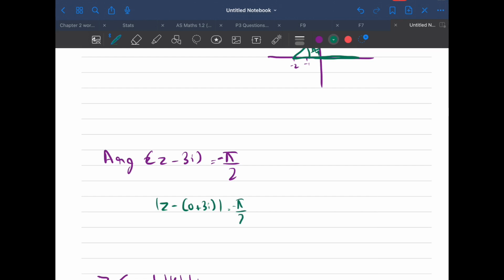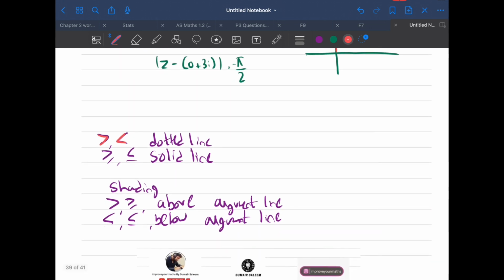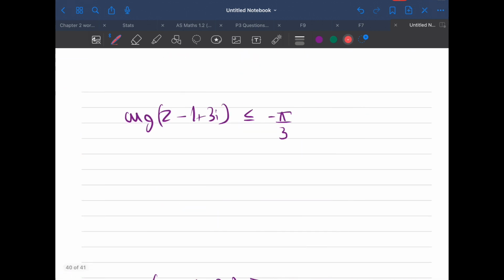Pi minus pi upon 2. So you're going to highlight the point 0 comma 3. Make a horizontal line. And minus pi upon 2 means this clockwise direction because it's negative. Now in this one, for greater and less than, a dotted line; for greater than or equal to and less than or equal to, a solid line. Greater than and greater than or equal to mean the region is above the argument line, and less than or equal to means below the argument line.